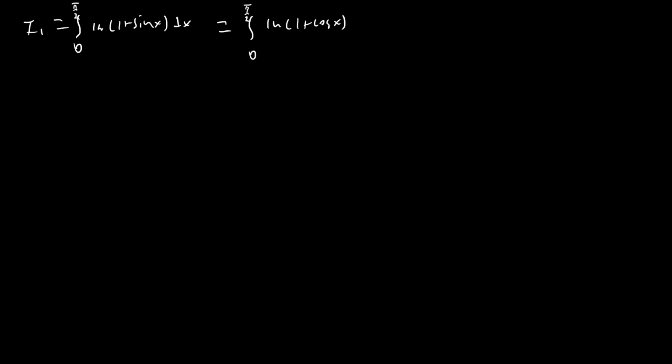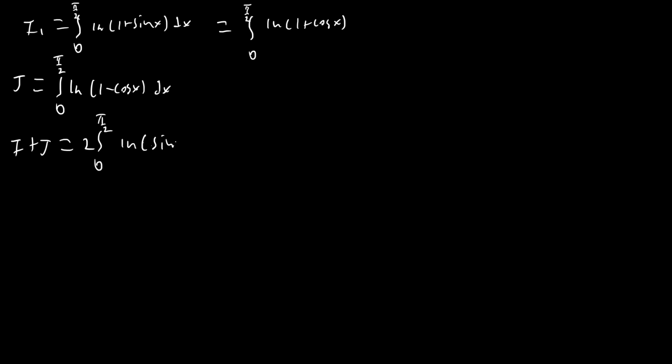Now what we're going to do here is define a separate integral J, because this is going to help us out a lot. We define a separate integral J equal to the integral from 0 to pi over 2 of natural log of 1 minus cosine x dx. Hopefully you see where this is going. When we do I1 plus J, we're going to get the integral from 0 to pi over 2 of natural log of sine squared of x, which is just 2 natural log of sine of x, dx, and that's just going to become negative pi ln 2.